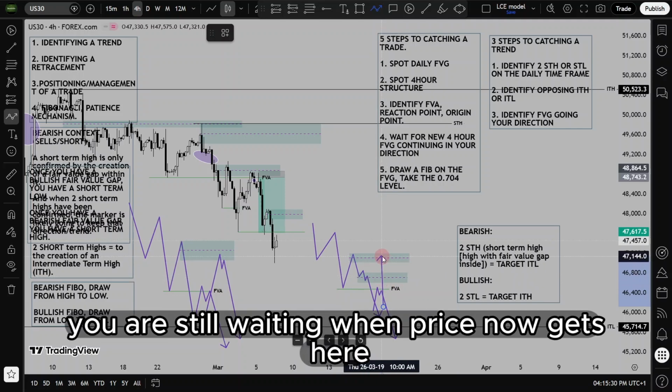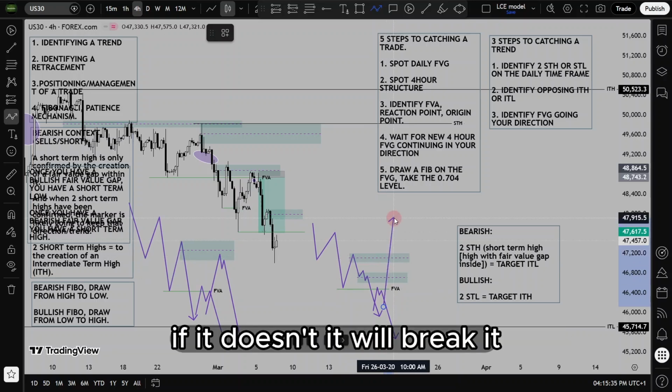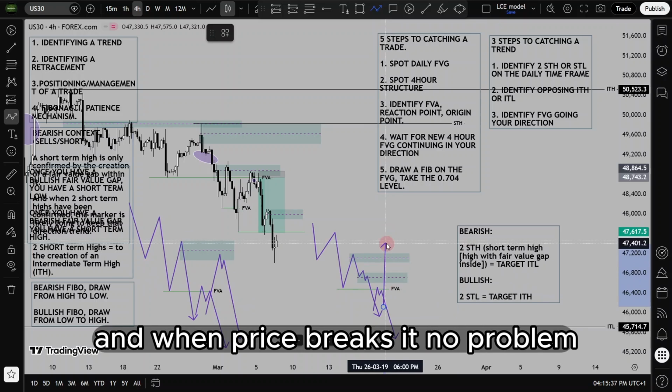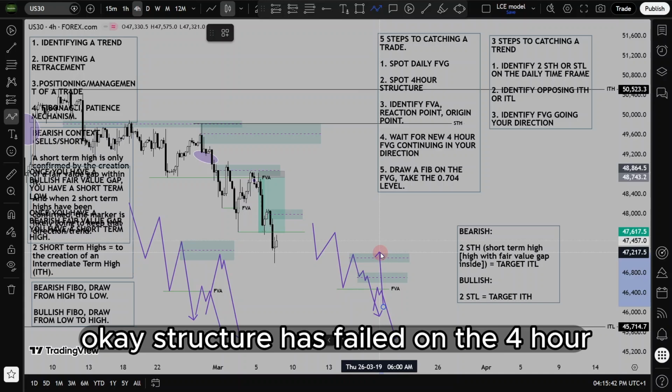When price now gets here, it will create a 4-hour fair value gap. If it doesn't, it will break it. And when price breaks it, no problem, you will chill. You will now go to your daily time frame. Okay, structure has failed on the 4-hour.